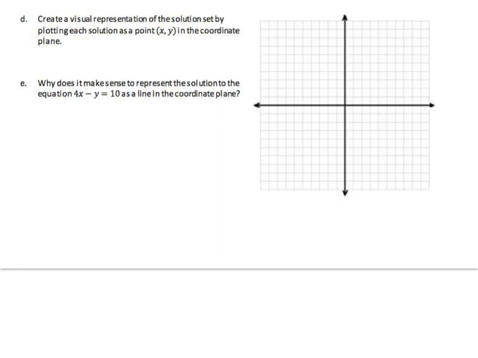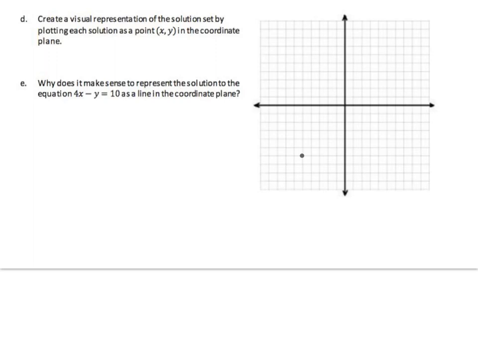Create a visual representation of the solution set by plotting each solution as a point in the coordinate plane. Well, you've written down the ordered pairs I found. I've got them on previous slides, so I'm not going to be able to write them down, but I can definitely plot them. It's sort of hard to do on the iPad, but I will do my best. So I'm going to do negative 5, 30. Let's go by 5, 10, 15, 20, 25, 30. That would be negative 5, 30.